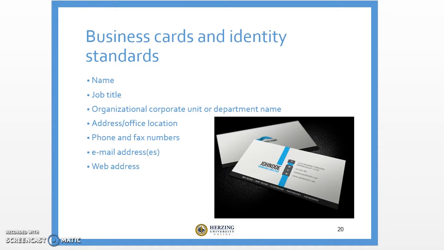Business cards and identity standards. Here's the main information that needs to go on a business card. The person's name, their job title, their organizational corporate unit or department name, address, office location, phone numbers, fax numbers, email address, and even web address. And of course the company logo, it doesn't look like that's stated on there.